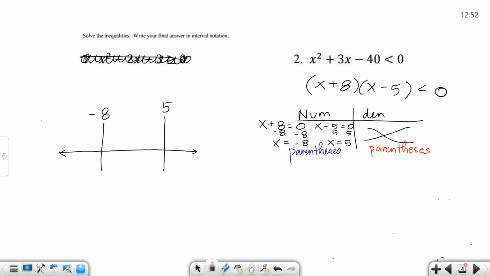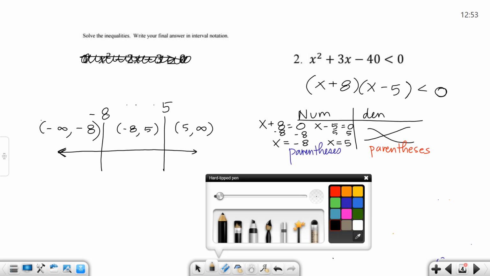Now this first interval on the left starts here at the arrow. So that arrow is negative infinity, and it goes to negative 8. And remember, negative 8 uses parentheses. From left to right in the middle, we're going to go from negative 8 to 5. Everything uses parentheses. And then we're going to go from 5 to infinity.